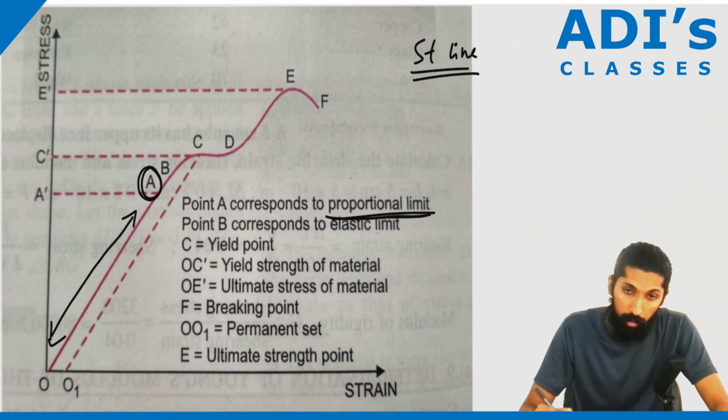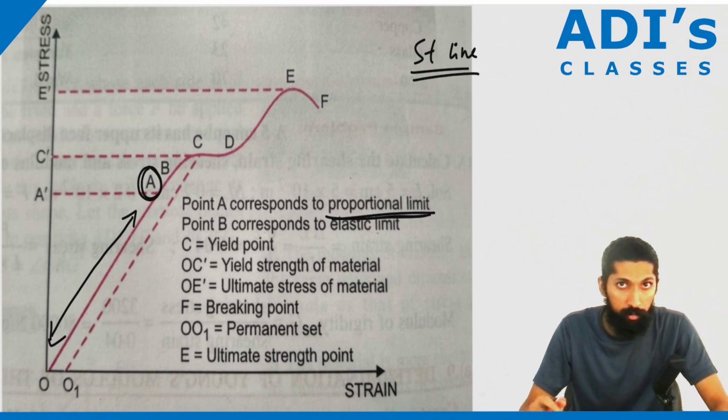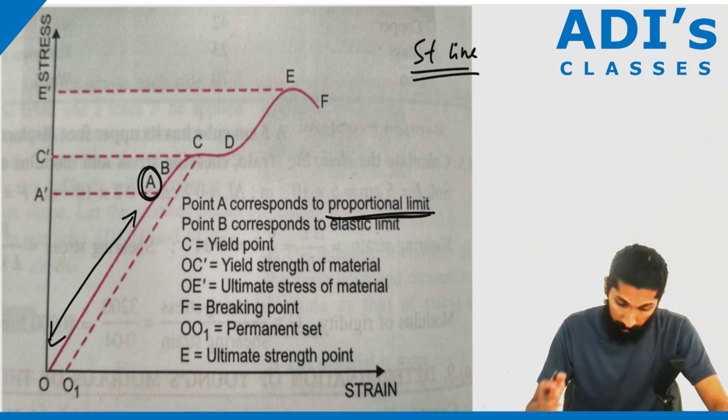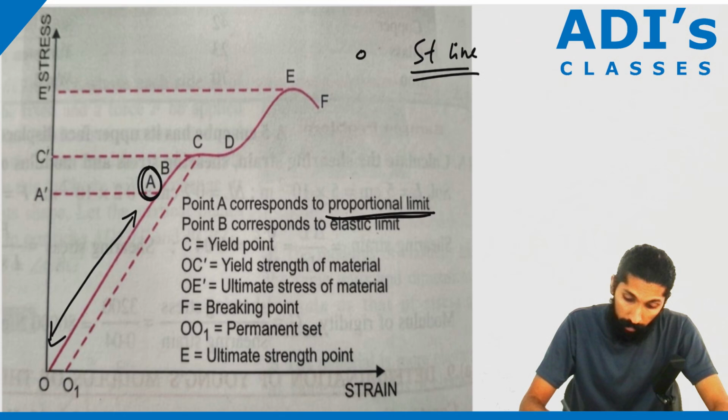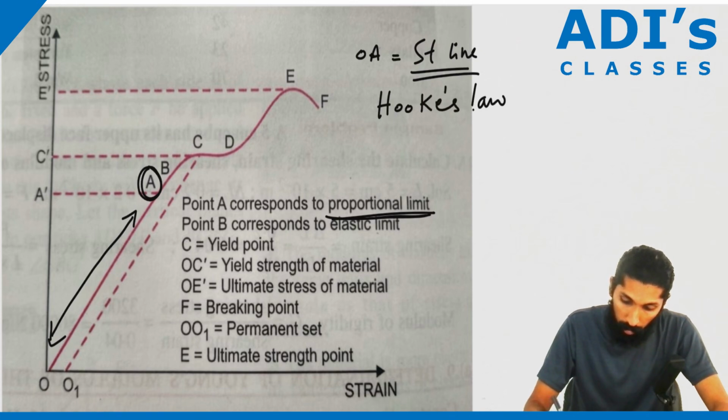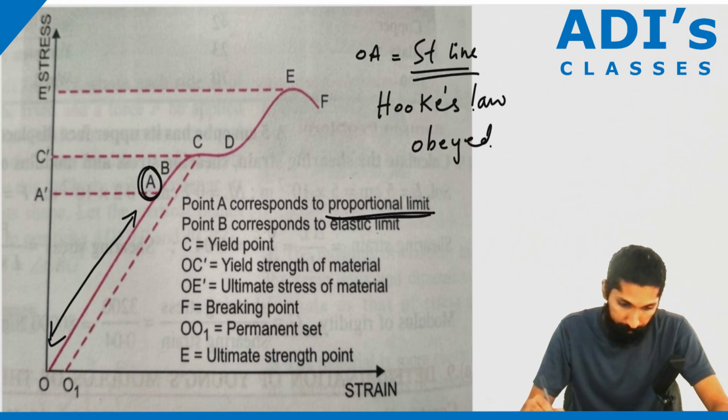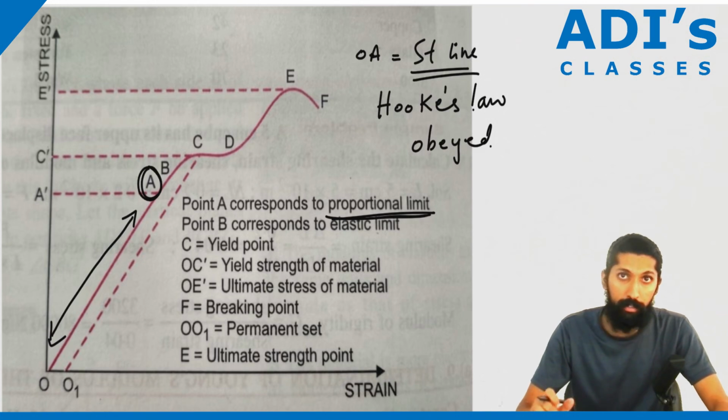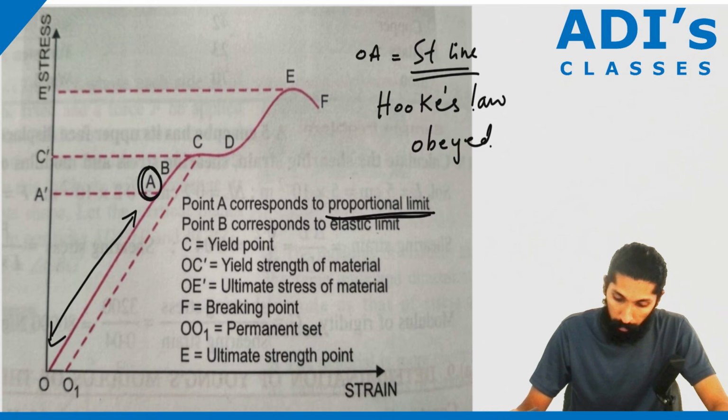Hooke's law is what? Stress is directly proportional to strain, correct? Since it is directly proportional, OA is going to be a straight line. That means Hooke's law is obeyed in this particular region, and this is very important. That's why A is called the point of proportional limit. Alright, let's move on to the next point.